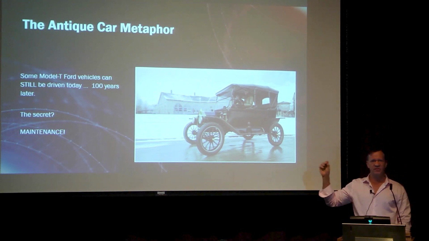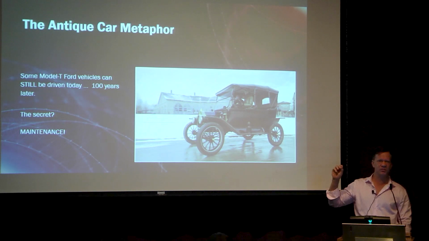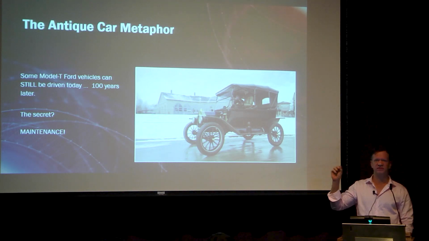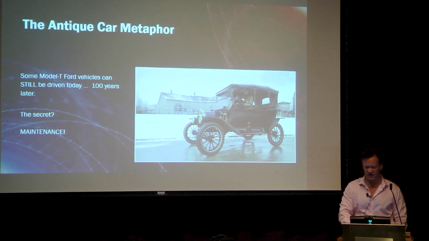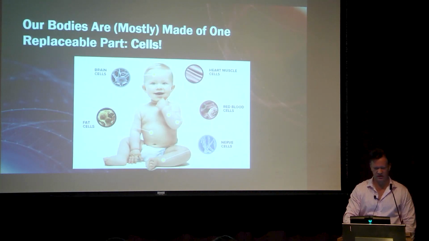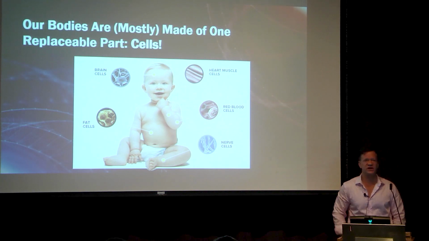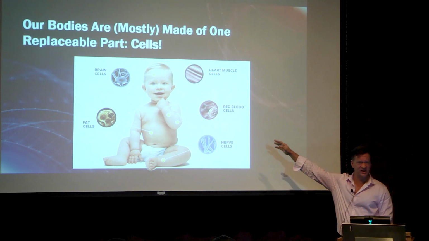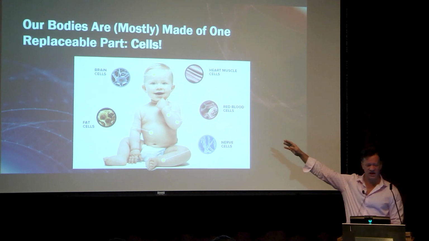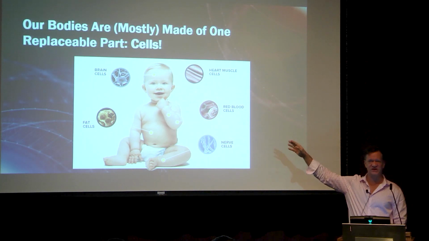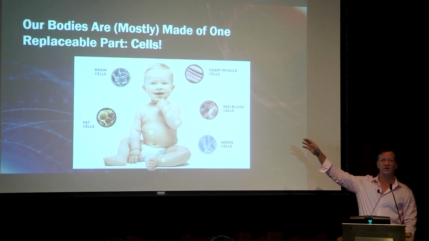And the thing to remember is, we're actually made of replaceable parts, right? Except for your bones, that are big calcium deposits, essentially. Your body is full of cells. Our bodies are made of a single replaceable part, which is cells. Every single cell in our body at one point or another was an undifferentiated stem cell that then became a heart muscle cell, a red blood cell, a nerve cell, a brain cell, a fat cell, or whatever else, right?